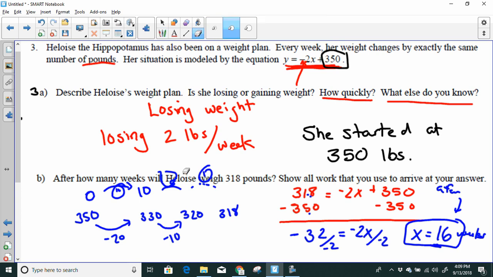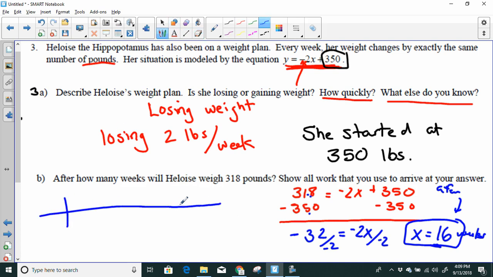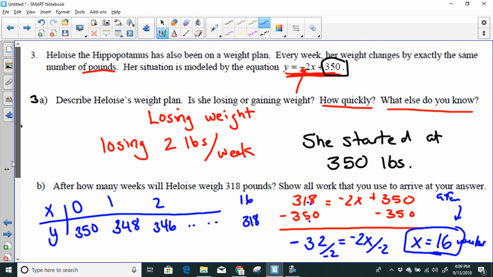Or you could have made a table. It would take a long time, but you could say, all right, make this an XY table. After 0 weeks, we're at 350. After 1 week, we're at 348. This would take forever. After 2 weeks, we're at 346. I think you get the idea. And we could just keep doing that until we get down to 318. And that would take 16 weeks. Let's move on to the next number.